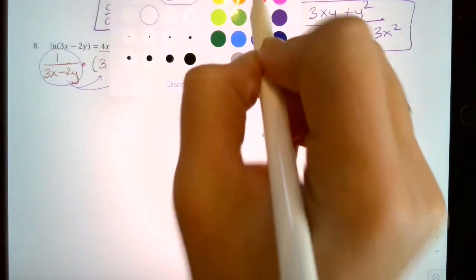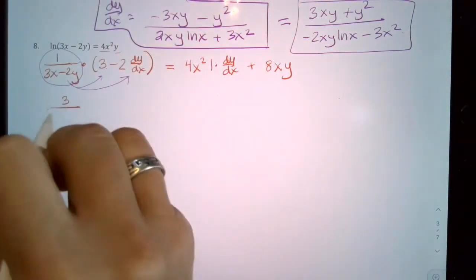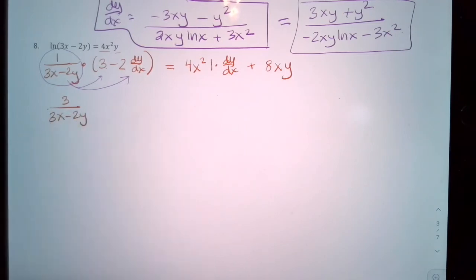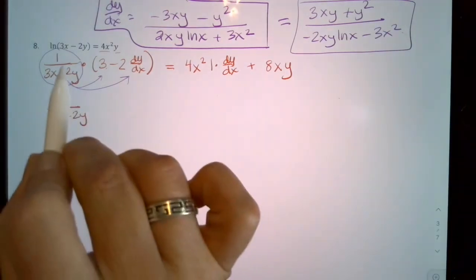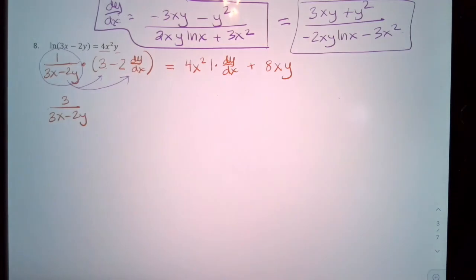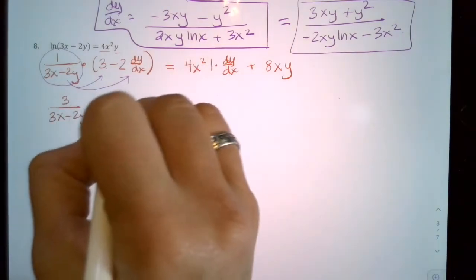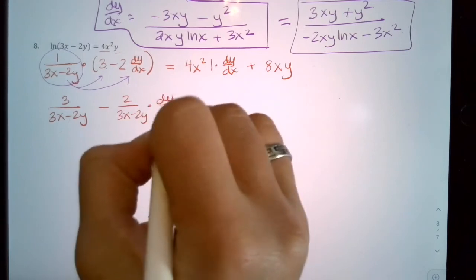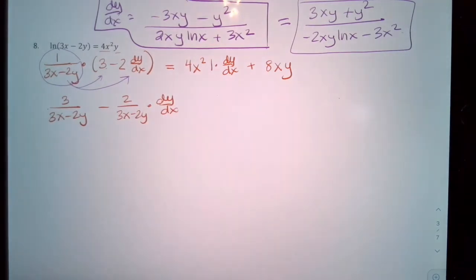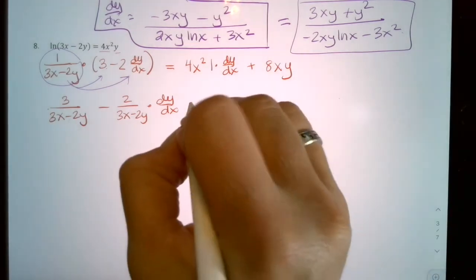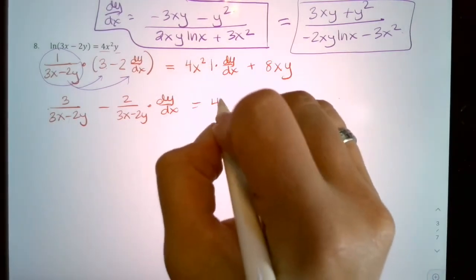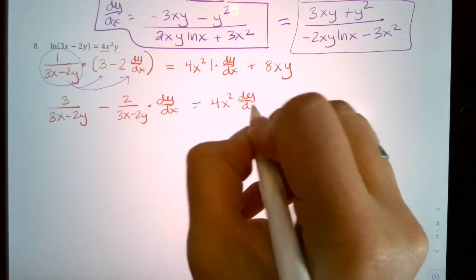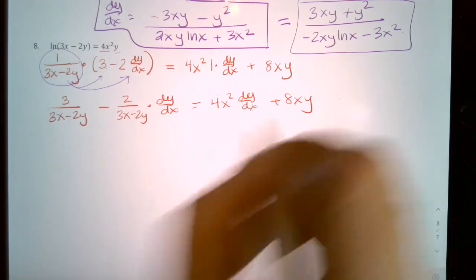Well, let me switch back to red. That would give me 3 over 3x minus 2y. If I multiply this fraction times that guy over there, what would I have? Well, I would have negative 2, 3x minus 2y, and then that extra dy dx. I'm just going to keep that off to the side. Over here, I guess I don't really need the 1 going on there. I'll just say 4x squared dy dx plus 8xy.